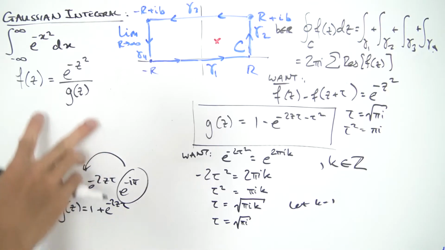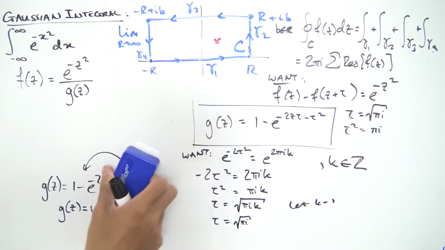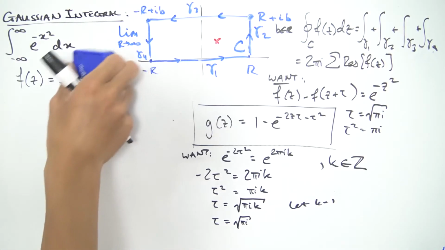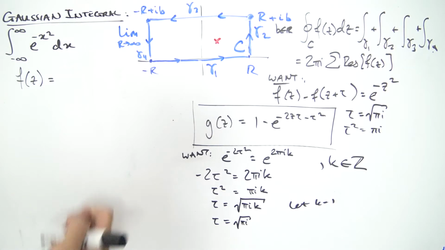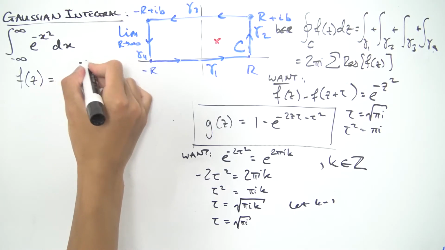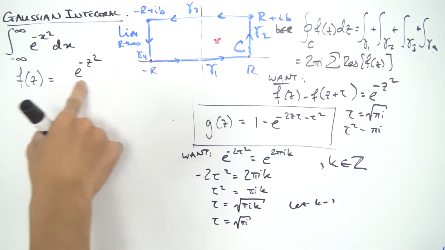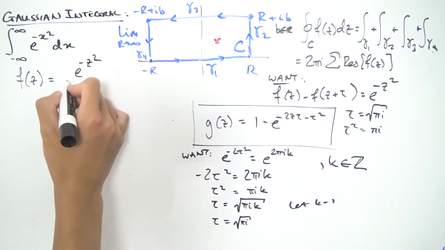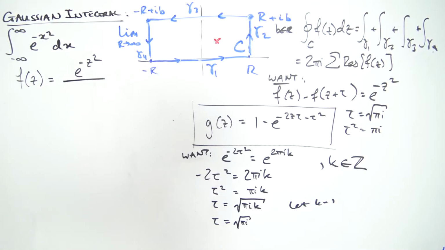Alright, great. And now let's finally plug it into our f of z. So f of z, let's get rid of this ugly g of z. This f of z is now equal to e to the minus z squared. Remember, we still had this Gaussian function at the top. And then we divide it by our function g of z.